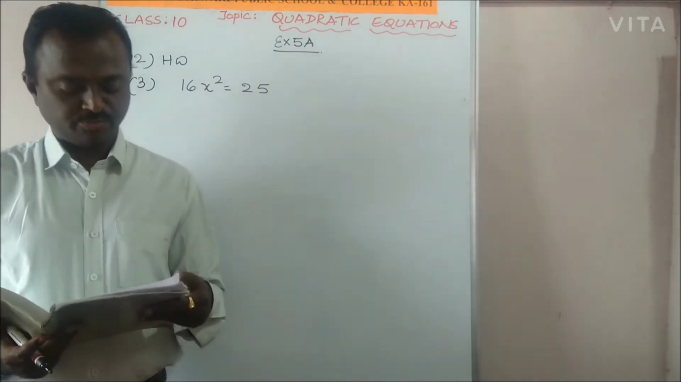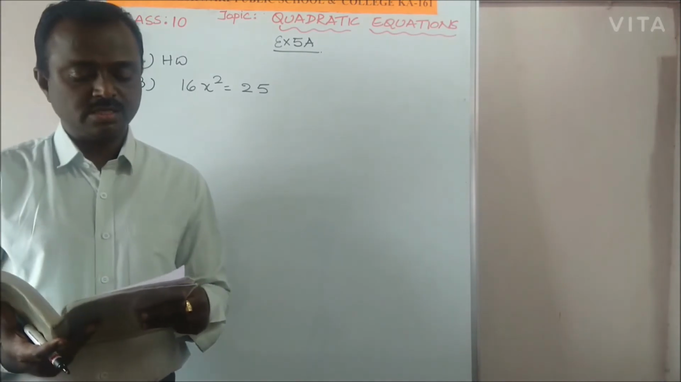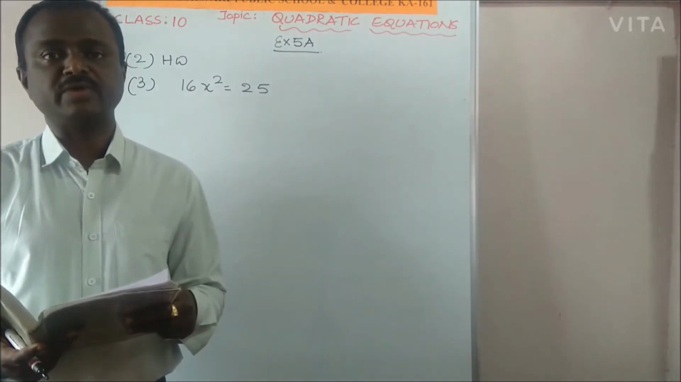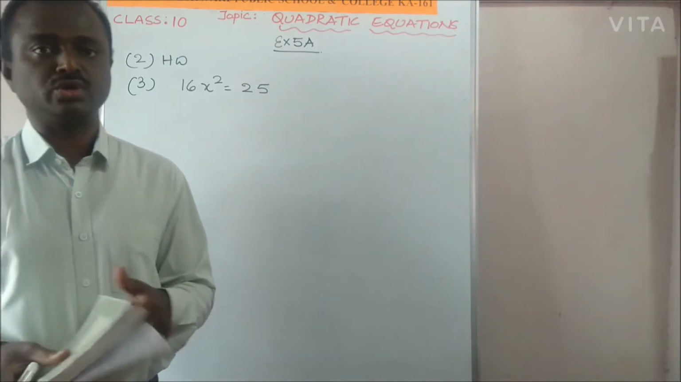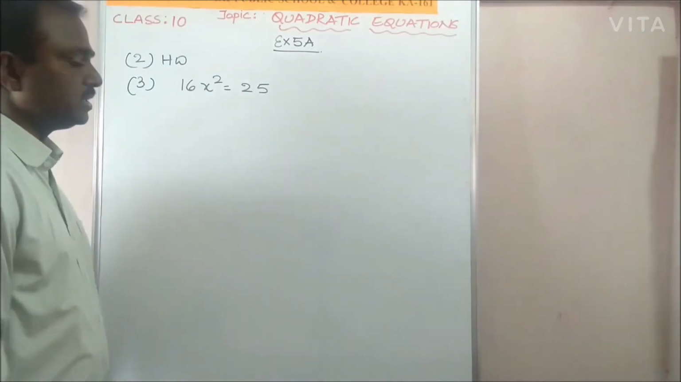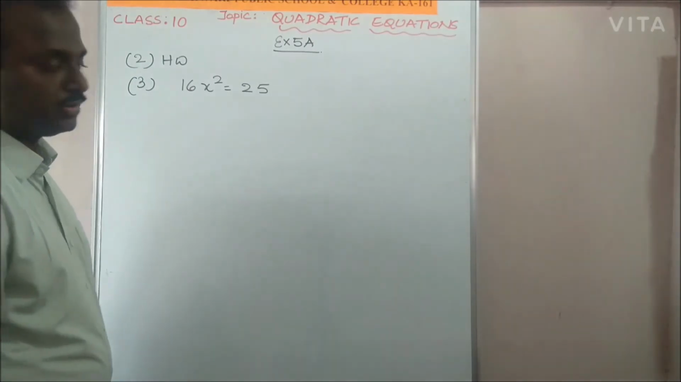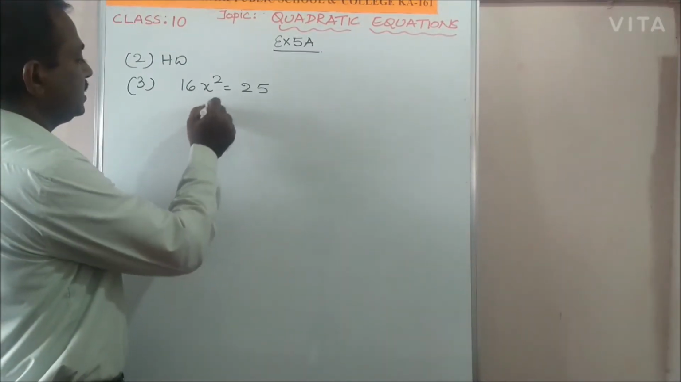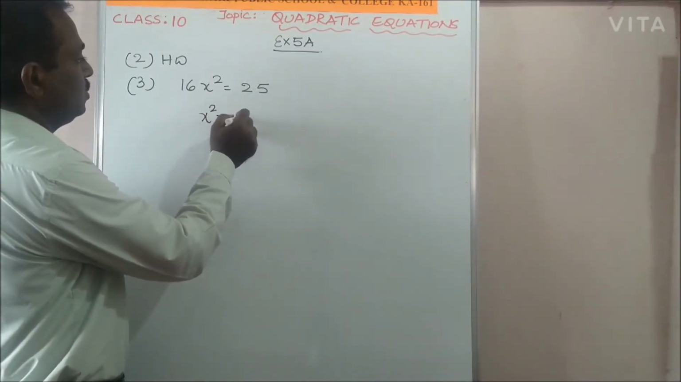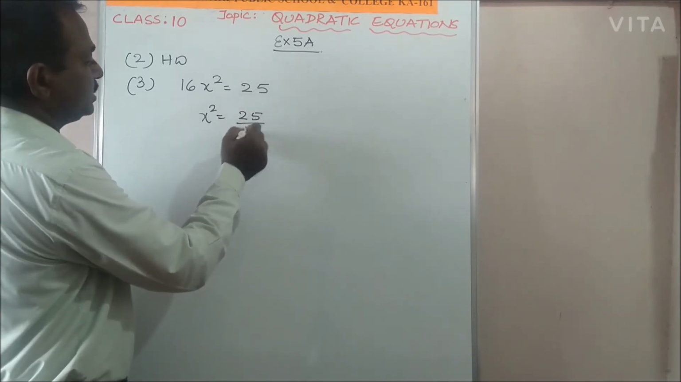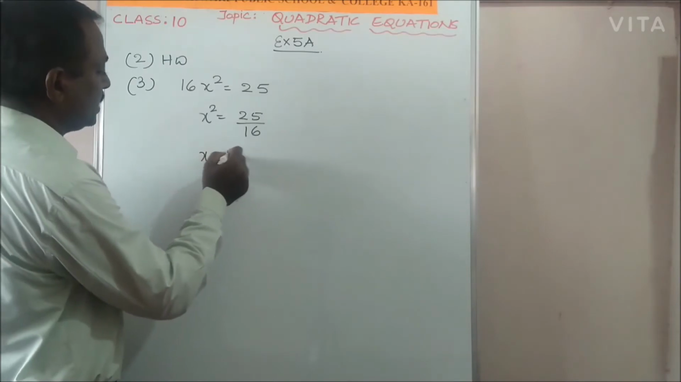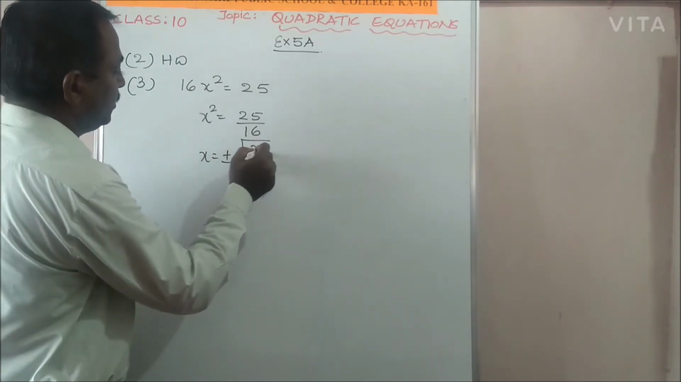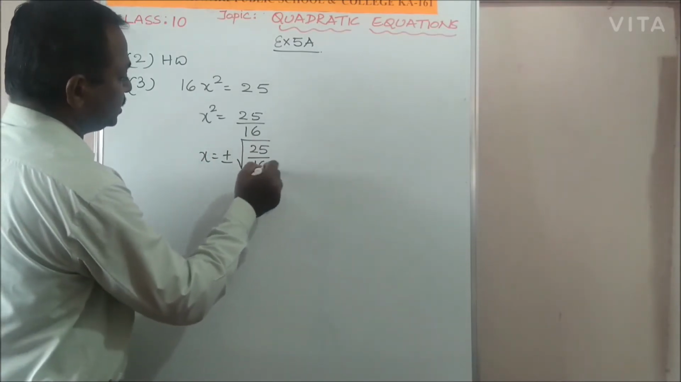Now turn your page to page number 44. It says solve the following equation by factorization. Third one is 16x square is equal to 25. So therefore, what is x square? X square is equal to 25 by 16. Correct? What is x? X is equal to plus or minus root of 25 by 16.